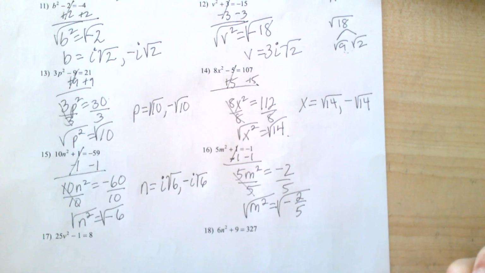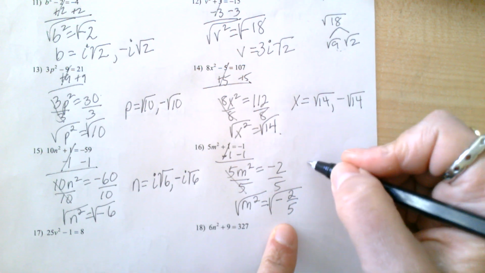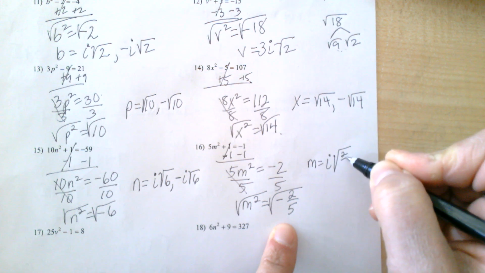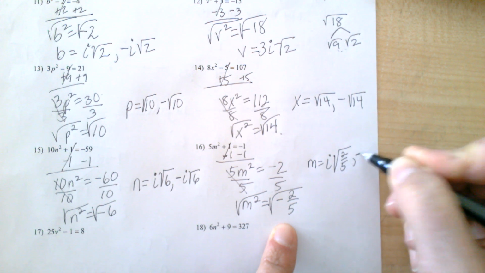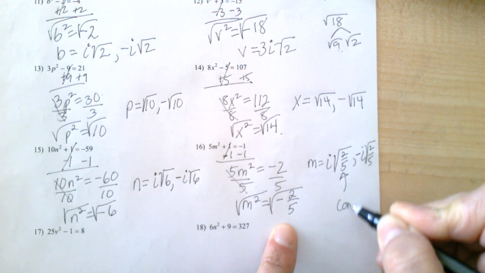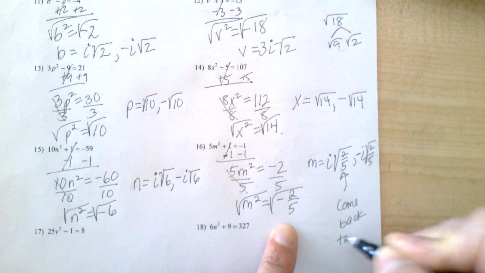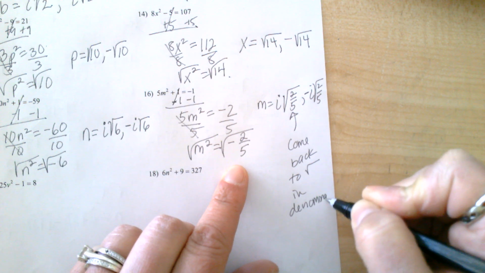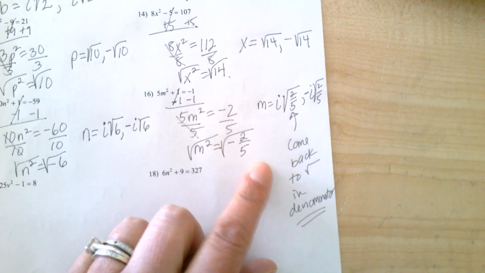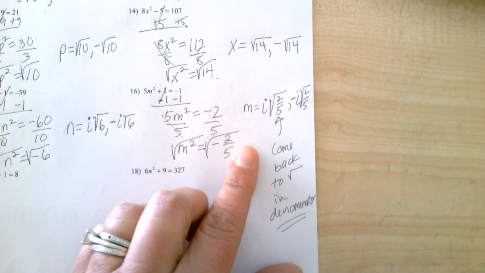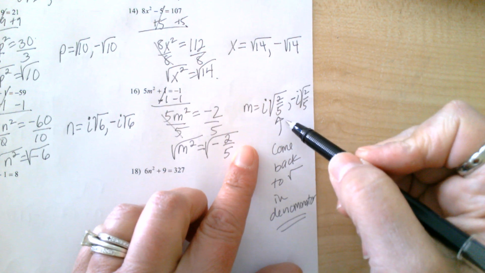Now this is where it gets a little bit tricky, because we don't want to have a square root in the denominator. So first, let's take that i out. So this would be i times the square root of 2 over 5 and negative i times the square root of 2 over 5. However, we are going to come back to square roots in the denominator. We will learn about this because we don't like them. So we are going to have to come back to take care of that square root. For now, we are going to leave it like this.